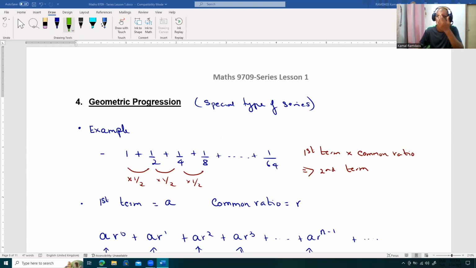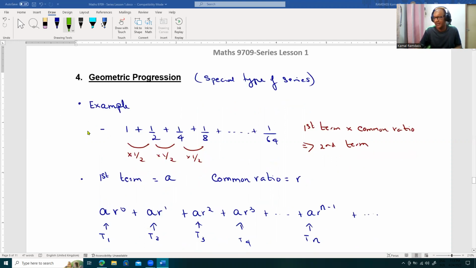Ça aussi, c'est un special type of series. OK? Un exemple, c'est 1 plus half plus 1 over 4 plus 1 over 8 plus point, plus jusqu'à 1 over 64. OK. Et nous trouvons que nous prenons the first term. Bon, the arithmetic progression, nous tu peux ajouter. The geometric progression, nous multiply. Nous prenons the first term, we multiply by a number. Second term, multiply by the same number. Et third term, multiply by the same number. OK? Jusqu'à nous arrive the last term.